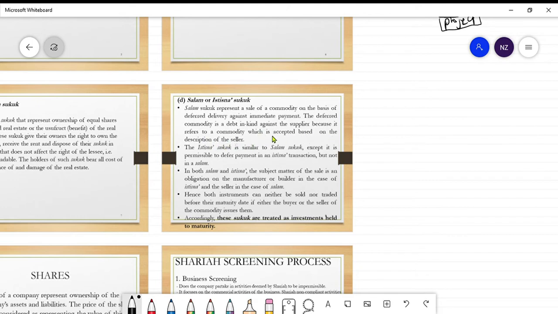Of seller. Means bila kita dah bayar, so seller ni liable to provide that goods to us lah. So that's why dia cakap it's somehow a debt in kind against the supplier. So dia adalah liability yang di mana dia obliged to deliver the goods to the customer yang dah bayar awal-awal tadi tu. But dia cakap istisna sukuk is similar to salam sukuk, except it is permissible to defer payment in an istisna transaction but not in the salam.